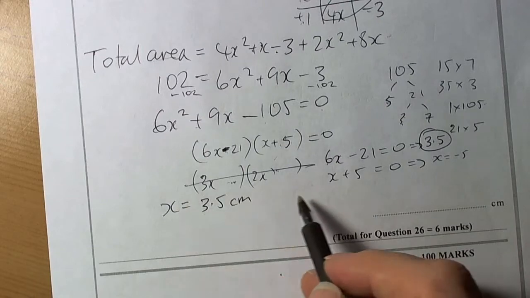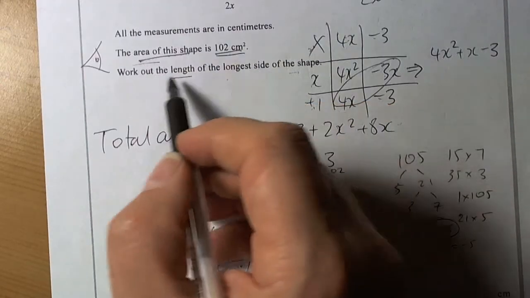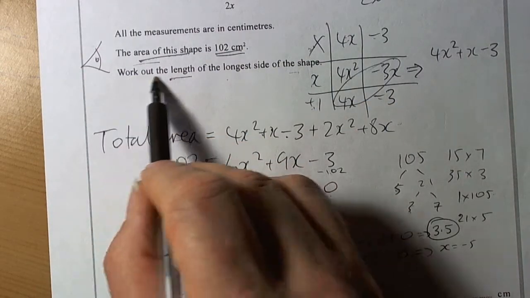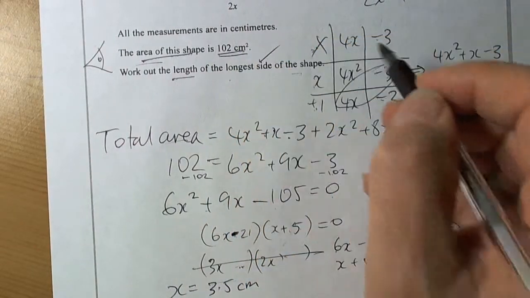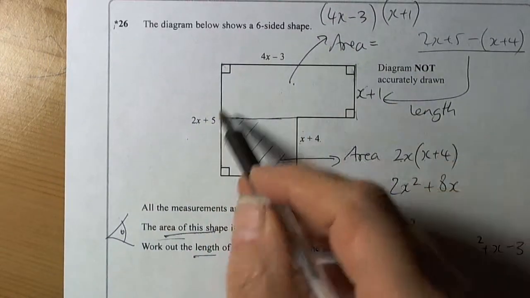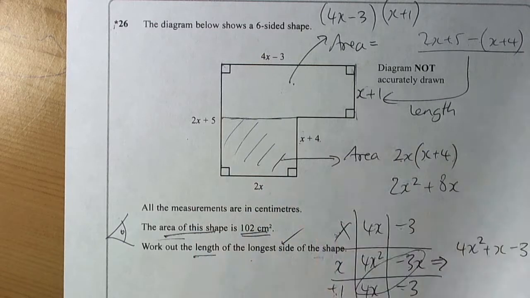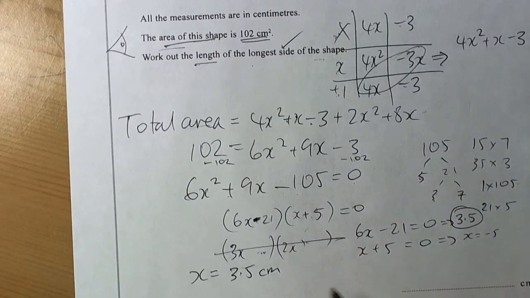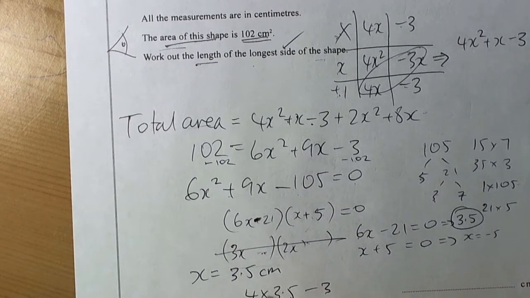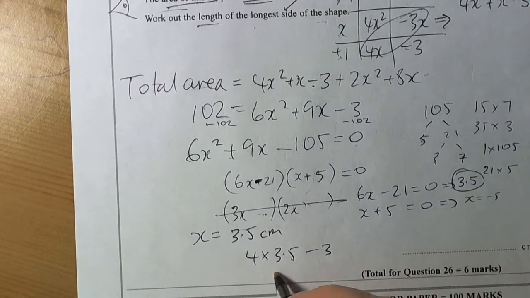Because we've got that, we can then go back to the question and make sure we've done what they wanted. They said work out the length of the longest side. The longest side we can see from here would be the 4x take away 3. So we do 4 times 3.5 take away 3. Well, 4 times 3.5 is 14, take away 3 is 11.